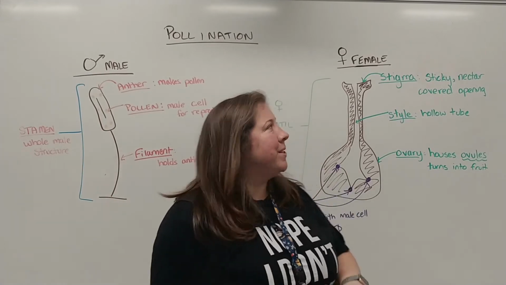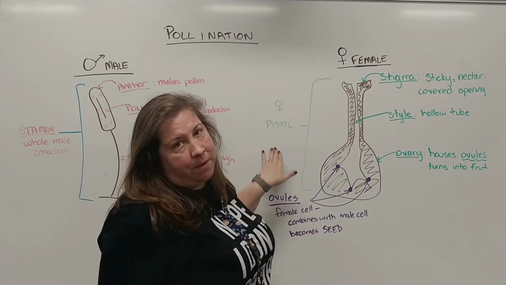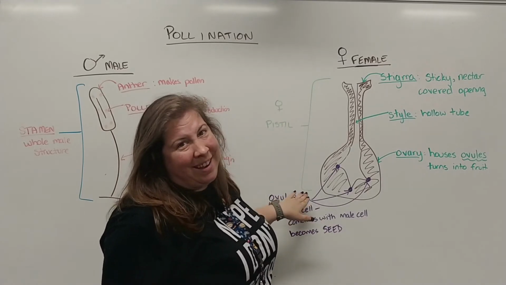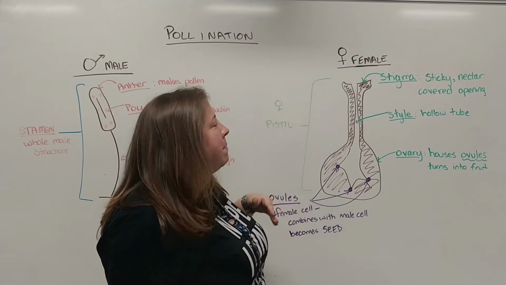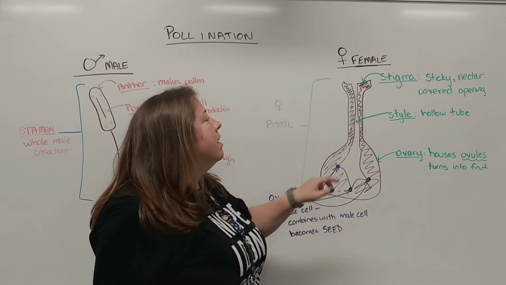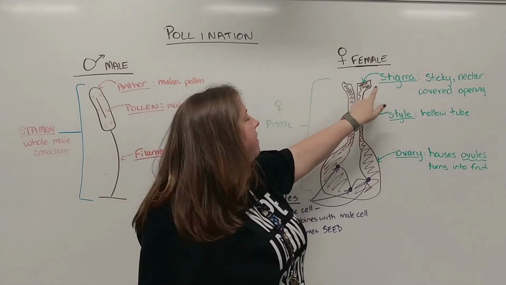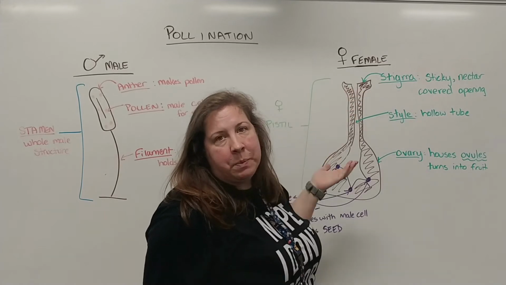Okay, so the female structure over here. The whole structure is called a pistil. Okay, I didn't make the rules. The whole structure is called a pistil, and the pistil has a couple of different parts, and each of them are really important. There's the stigma, that's the very top. It's the opening, and it also is covered with that really sweet nectar.